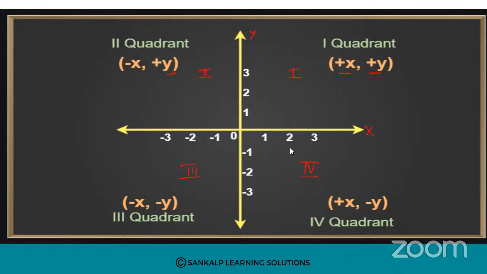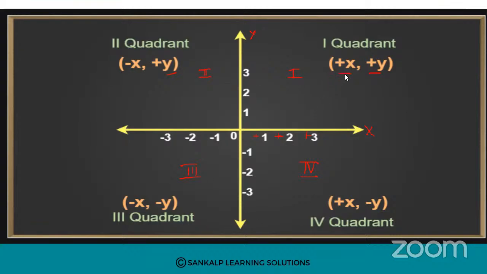Fourth quadrant, it contains positive numbers on the x-axis. These all numbers are positive, right? Positive numbers on the x-axis and negative numbers on the y-axis. Okay. Here we are seeing 4 quadrants.